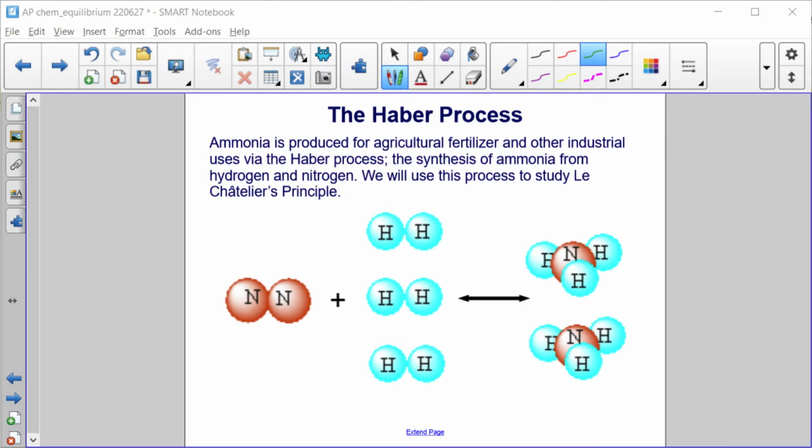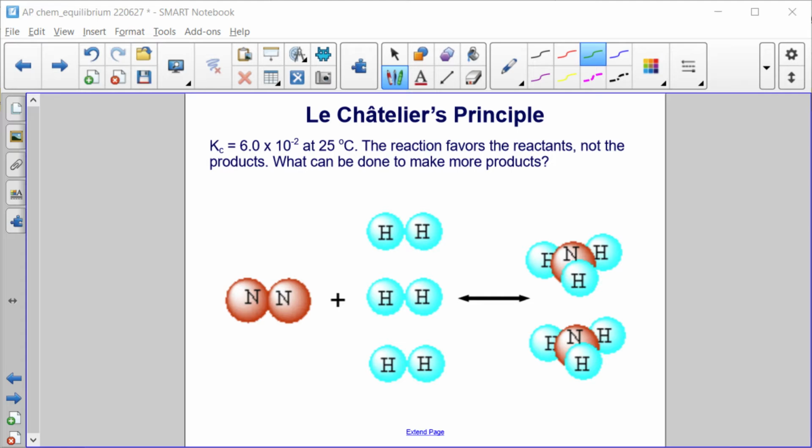The synthesis of ammonia from hydrogen, which you see here in blue, and nitrogen, which you see here in red. We will use this process to study Le Chatelier's principle. Kc for this reaction at room temperature, 25 degrees C, is 6.0 times 10 to the minus 2. That's a K value that's less than 1. We talked in a previous section that values of K that are less than 1 are reactant favored. So this reaction favors the reactants, not the products. So on its own at room temperature, this reaction is not favorable.